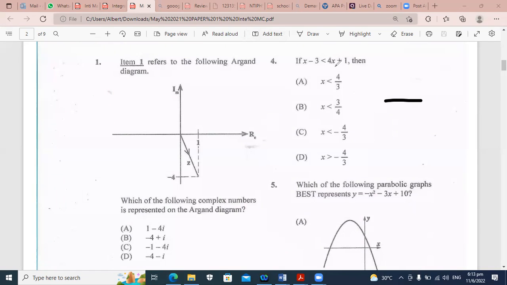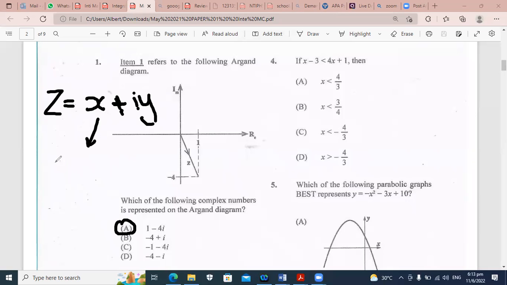Sir, answer is 1 minus 4i. Yes, because remember, when we're writing a complex number, x plus yi, this would have been the real part, and this section would have been the imaginary part. All right, pretty straightforward.